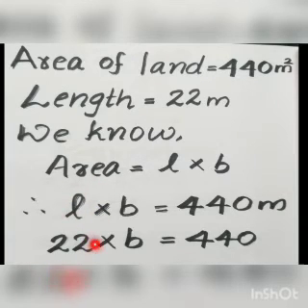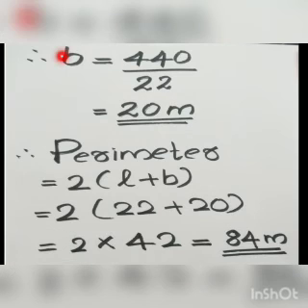So 22 into breadth is 440. So this is an equation in B. How will you solve for B? Here 22 into. Taking this 22 to the other side, this becomes division. Therefore, breadth is equal to 440 divided by 22, which gives you 20 meters. So you got the value of breadth. B is 20 meter.